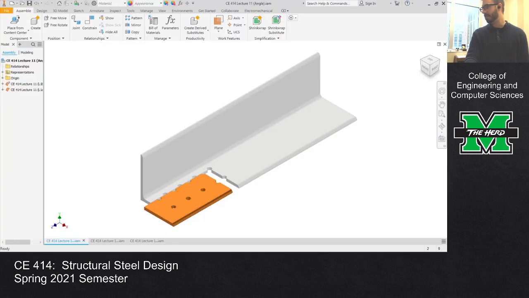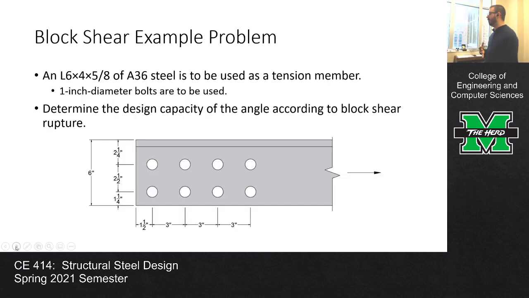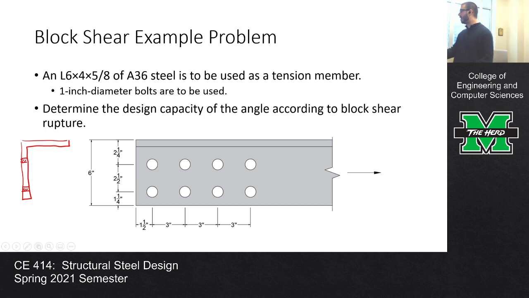Okay, good deal. All right. So what we're going to do is look at this problem. This is an angle, so we've got an angle that goes like this, and we've got bolts like that and bolts like that. We're going to investigate the block shear capacity of this particular connection. It's an L6 by 4 by 5/8 of A36 steel, and we have 1-inch diameter bolts. So we're going to determine the design capacity according to block shear.